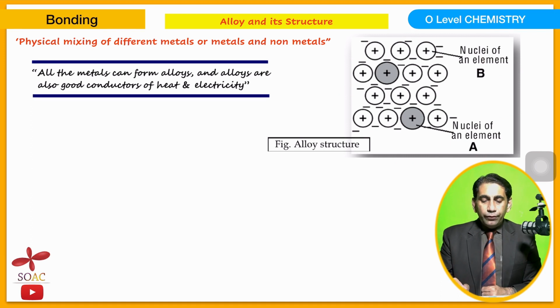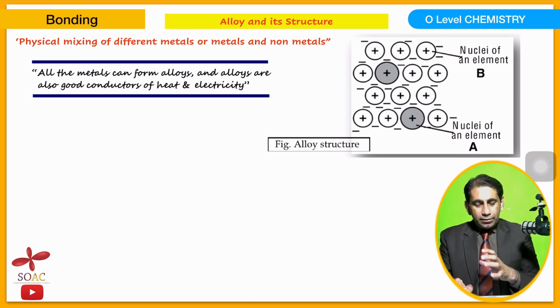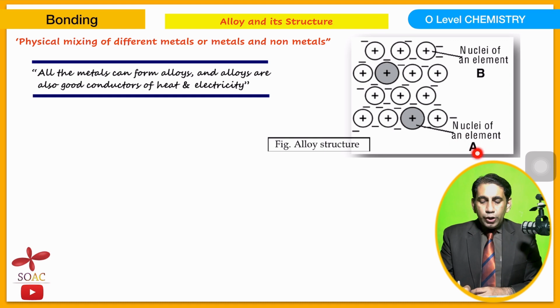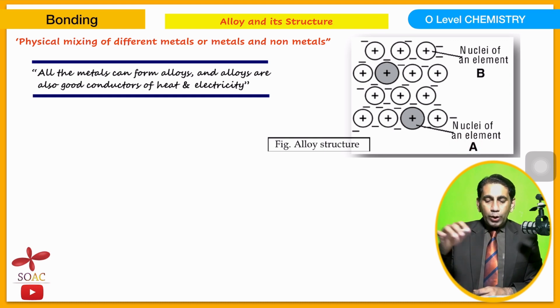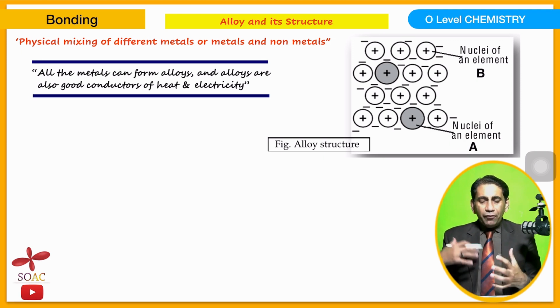Alloy is a mixture of different sizes of nuclei. For example, I'm going to mix two types of nuclei. One is B, the other one is A. So the black dots, the black spheres, are showing the presence of A, and the white circles or white spheres are showing B. It's a mixture of A and B.